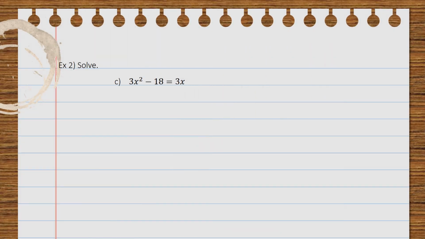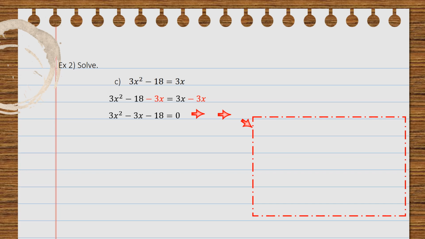Example 2c, 3x squared minus 18 equals 3x. Again, first step, does your equation equal 0? No. So we need to get rid of that 3x. To do that, we subtract 3x on both sides, and we notice it needs to be in the correct order. So the correct order would be 3x squared minus 3x minus 18 equals 0. Now that our equation equals 0, we need to see if it's in factored form. And it is not. So on the side of your paper, we are going to factor.